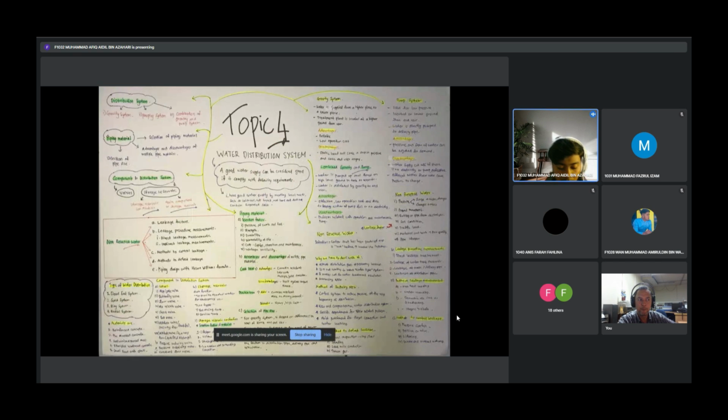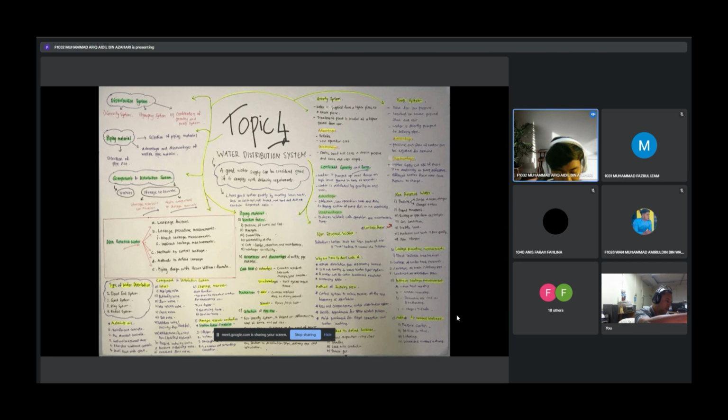So next adalah topik 4 iaitu water distribution system. Untuk topik 4 ini kita ada 4 iaitu yang pertama adalah distribution system, piping material, component in distribution system dan non-revenue water. Untuk yang pertama iaitu distribution system, kita ada gravity system, pumping system and combination of gravity and pump system. Yang kedua adalah piping material. Yang pertama adalah selection of piping material, advantage and disadvantage of multiple pipe materials, selection of pipe size.